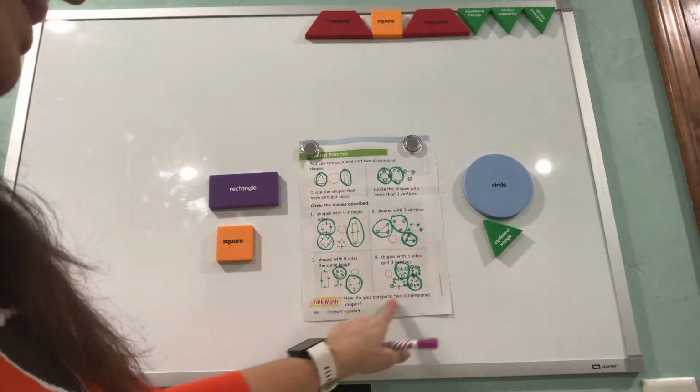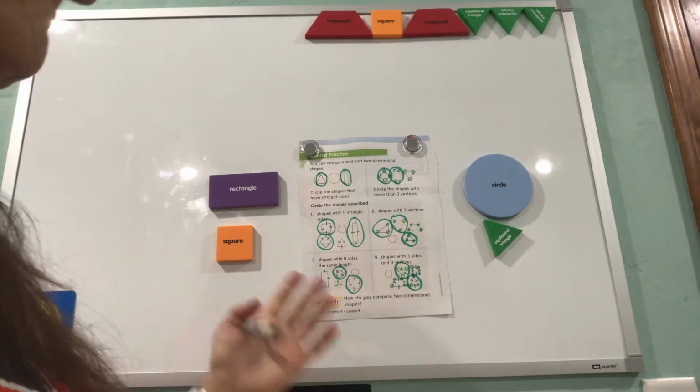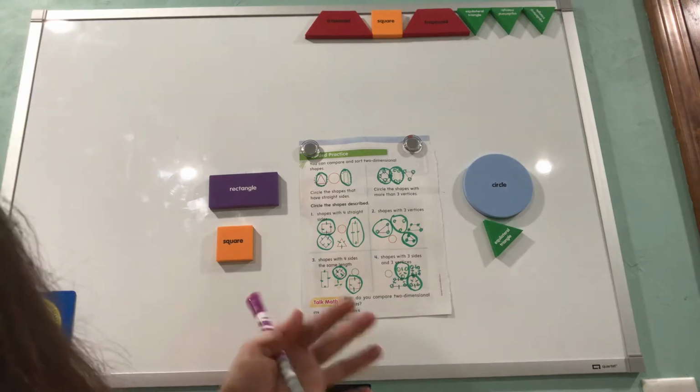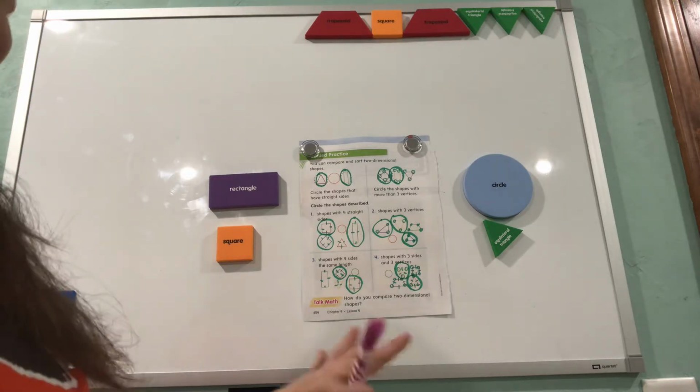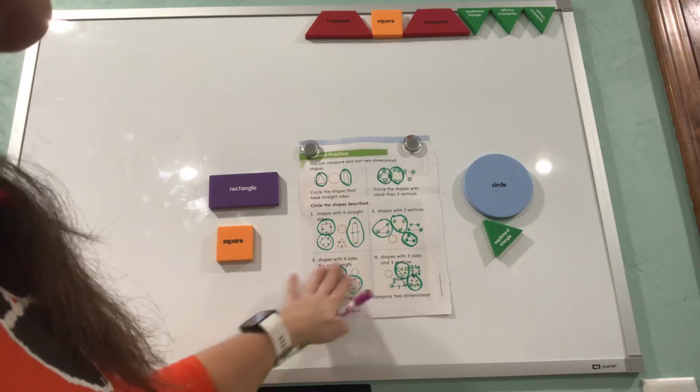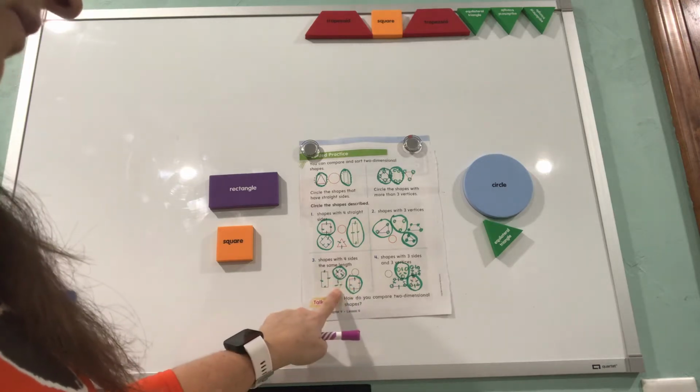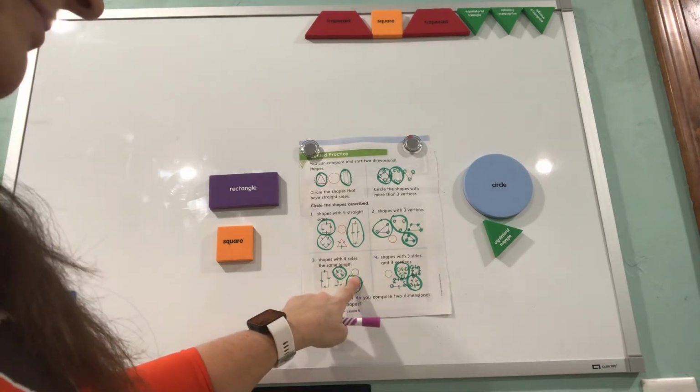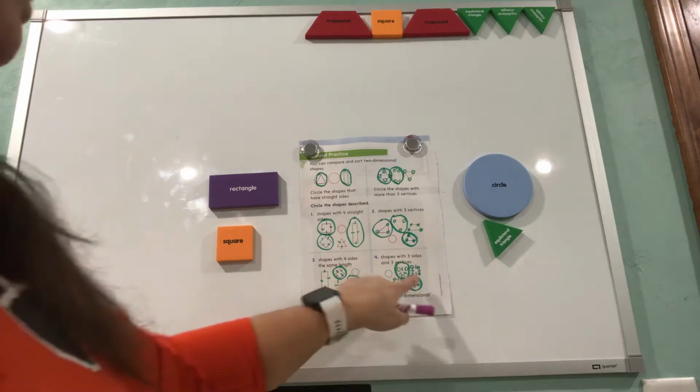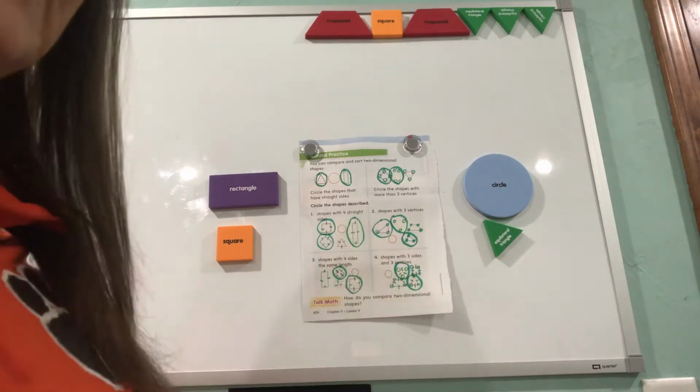So it says, how do you compare 2-dimensional shapes? We can compare them by the number of sides and vertices that they have. So when we look here, that's what we did: we found the ones that had 4 sides that were the same length, and the ones that had 3 sides. So these go together, and these would all go to a different group.